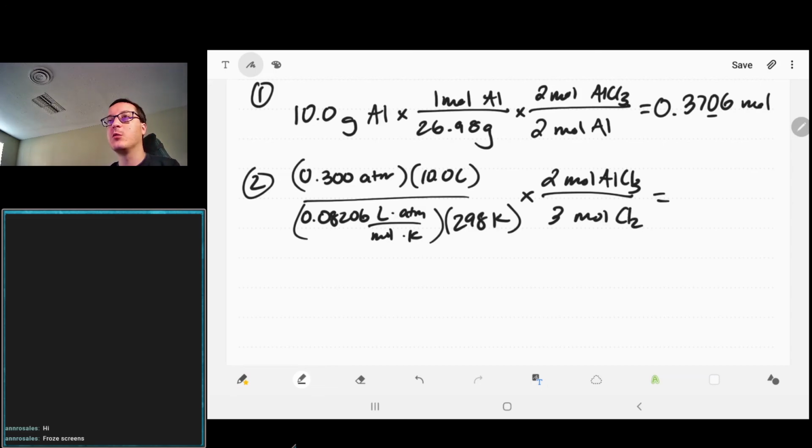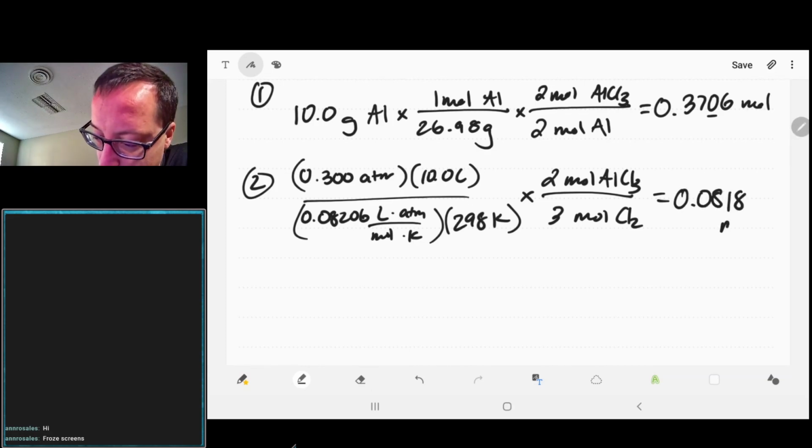We've got our reaction coefficients there. So let's do this. 0.3 times 10 divided by 0.08206 divided by 298 times 2/3. From this reaction, we get 0.0818 moles.